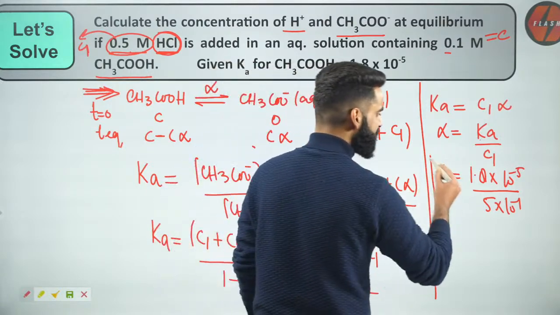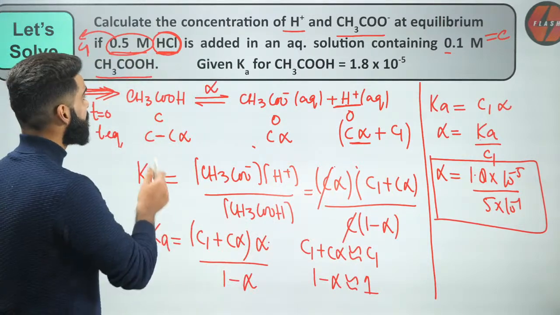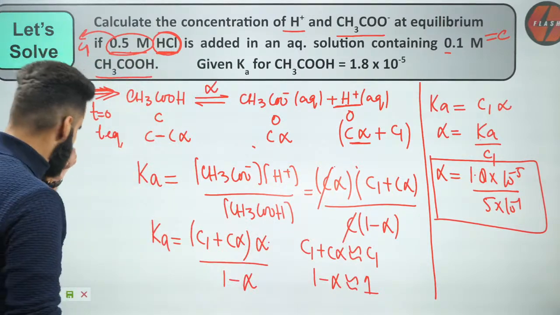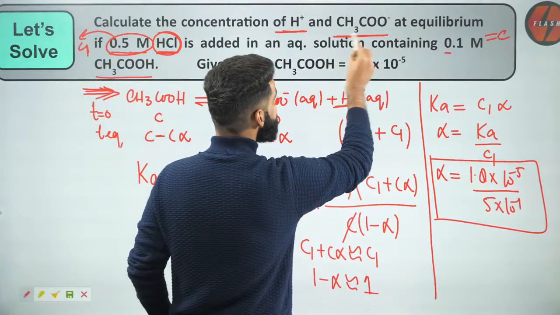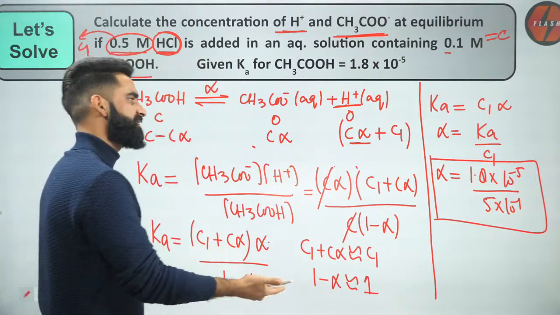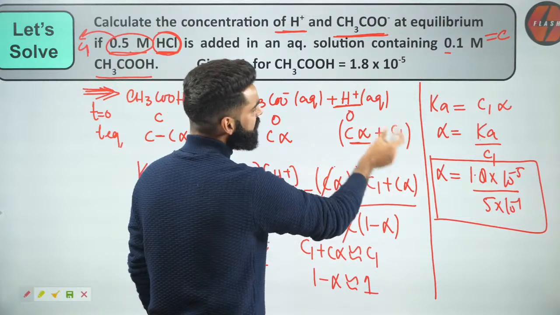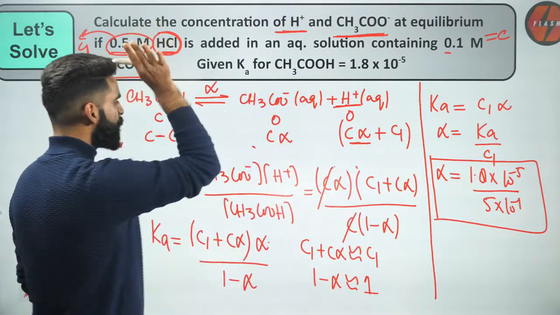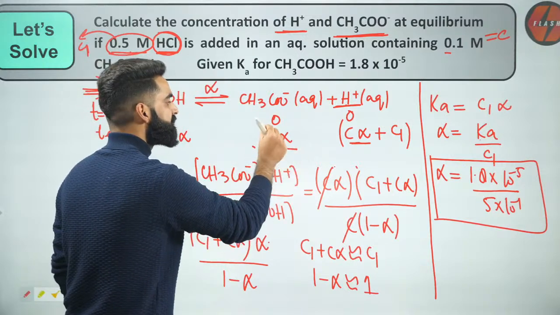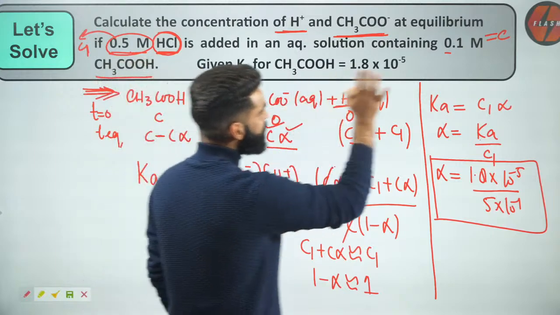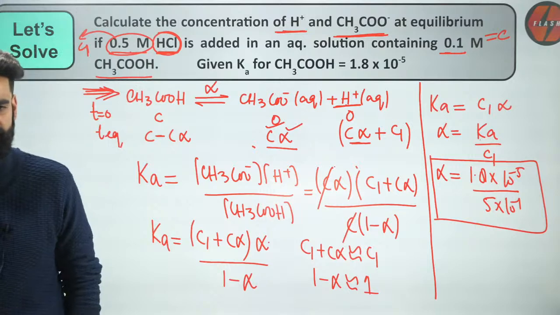So people, if you get the alpha value from here, what were we supposed to calculate in the equation? We were supposed to calculate the concentration of H positive and CH3COO negative. H positive concentration is simple. Since we have neglected alpha, instead of C1 plus C alpha, we are going to write C1. So H positive concentration is simply going to be 0.5. But CH3COO negative concentration is going to be equal to C alpha. C value we know, alpha value we got, so I can get the concentration of CH3COO negative as well.